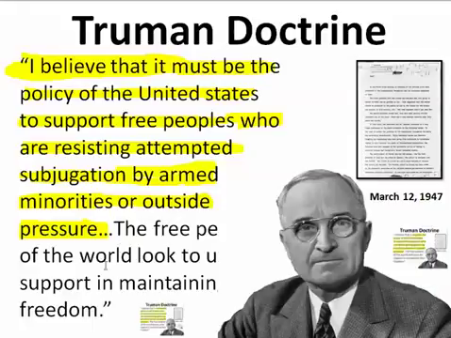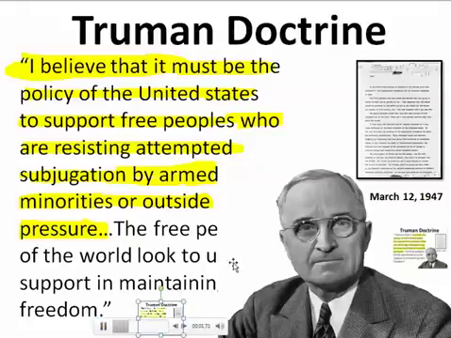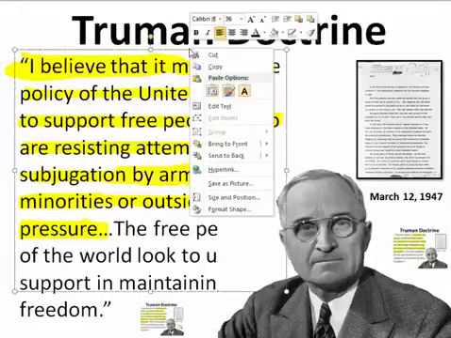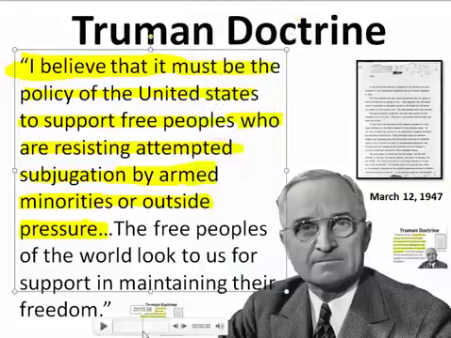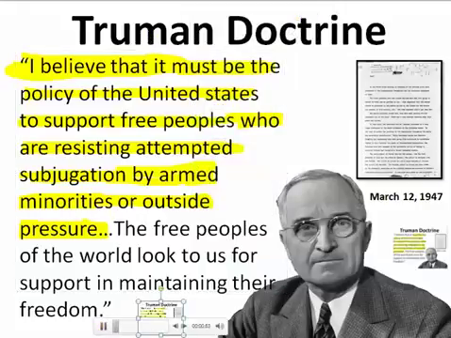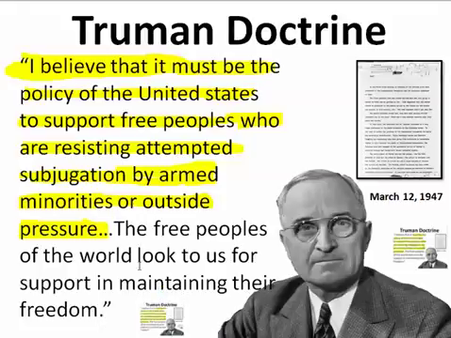And then down here he says that free peoples of the world look to us for support in maintaining their freedom. So Greece and Turkey are looking for us to help them maintain freedom. In other words, the Soviet Union and communism have nothing to do with freedom. So this is called the Truman Doctrine, this that is highlighted here.